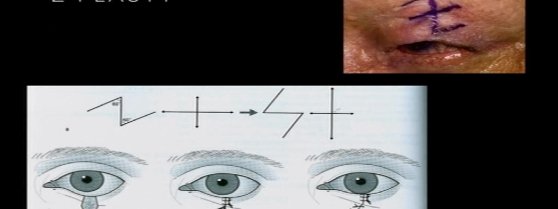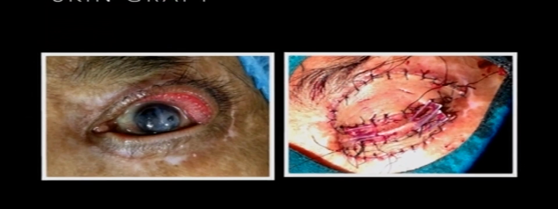Basically, if we have these two triangles, you will move this triangle upwards and this triangle downwards. This will change the direction of the scar and lead to an effect of elongation of the anterior lamella. In more severe cases, however, you need to resort to skin graft.